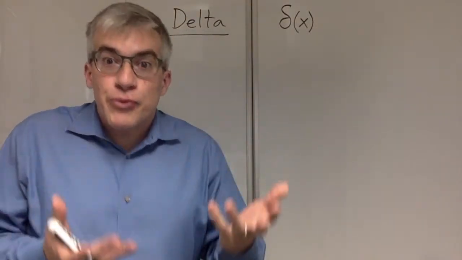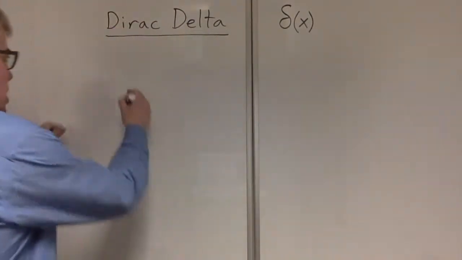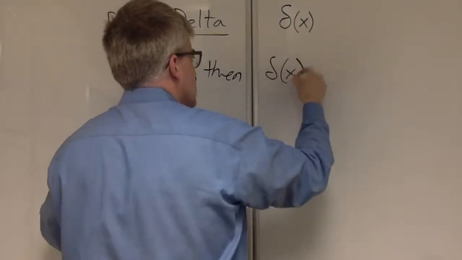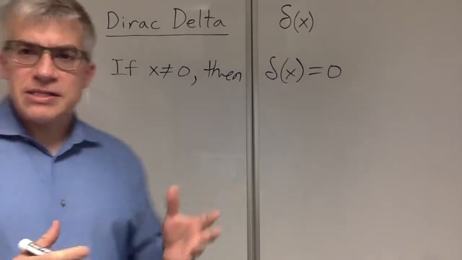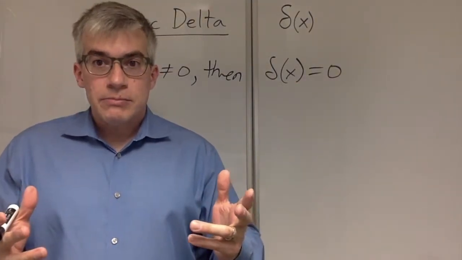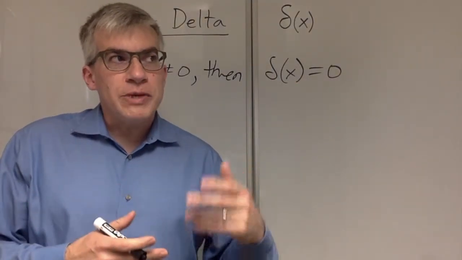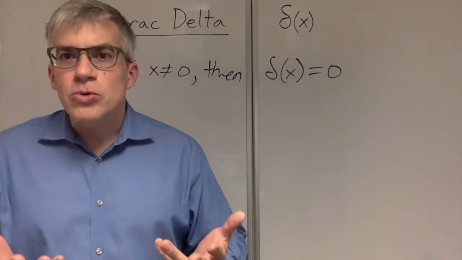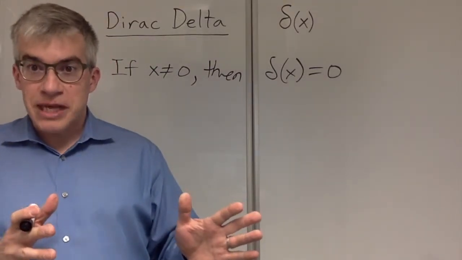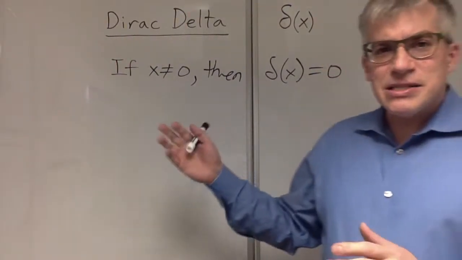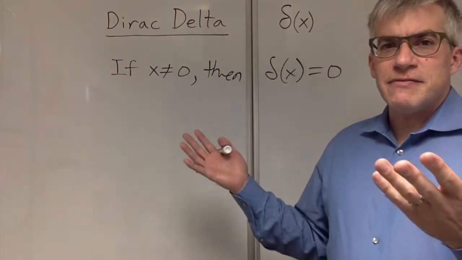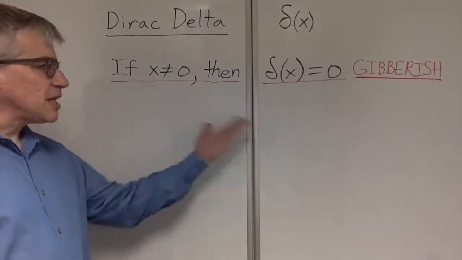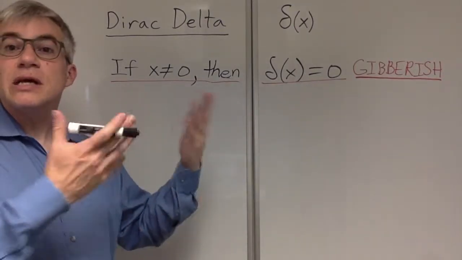So why do they say that? And why do they ask you to prove it in books? They say, if x is not 0, then delta of x is 0. It's kind of like saying, dogs quack. Well, if by dog you mean cat and by quack you mean meow, I suppose, but it's not like you're helping anybody understand anything. The Dirac delta is not defined by values. It's defined by integrals. Okay, so this statement is gibberish. What's something that does make sense?